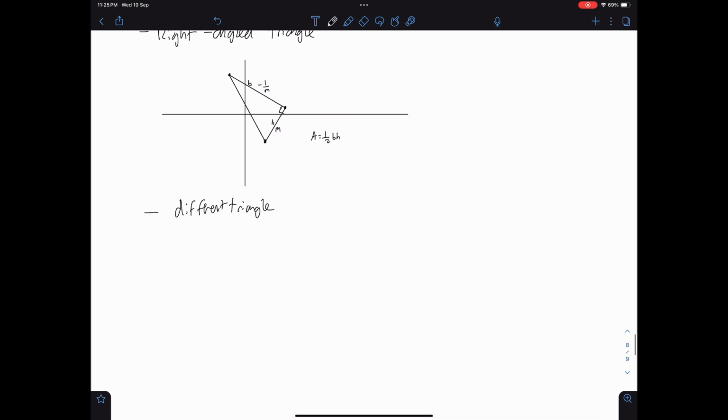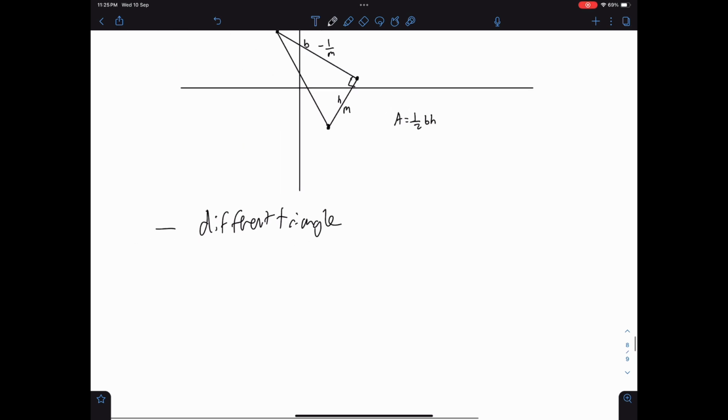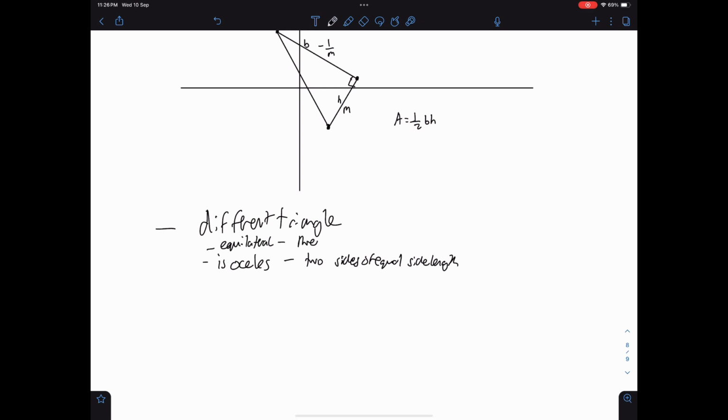But then a different triangle, I'll just remind you of the different types of triangles. My spelling's going to be challenged here. Isosceles looks close enough. That's got 2 sides of equal length. And then equilateral is 3 equal side lengths.